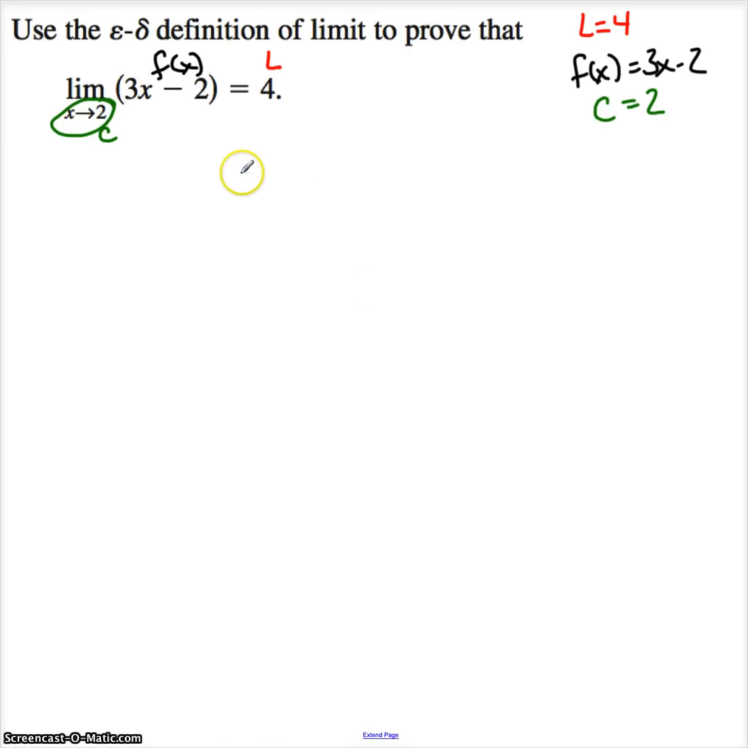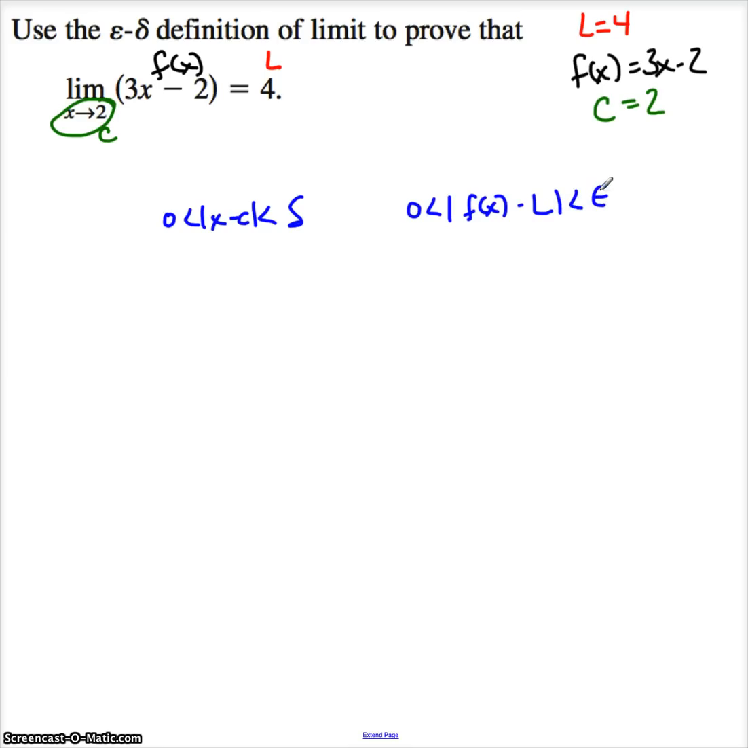Now, what I want to do is write out the definition as I say it. For every epsilon greater than 0, there exists a delta greater than 0 such that, and I'm not going to write all of that out, 0 less than the absolute value of x minus c, and remember, it has to be less than delta, if and only if 0 is less than the absolute value of f of x minus L is less than epsilon.